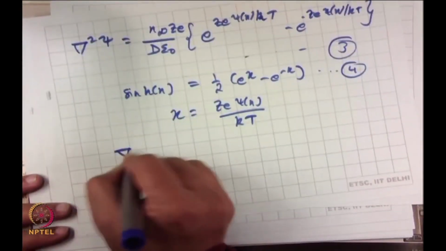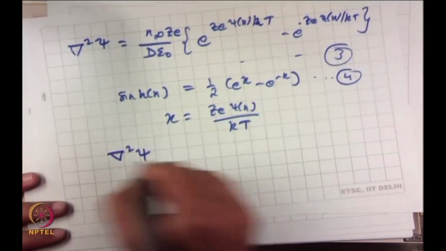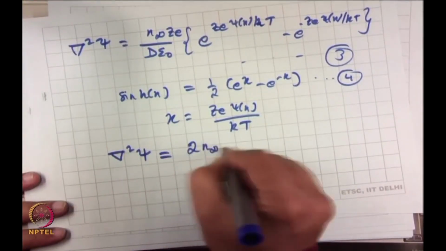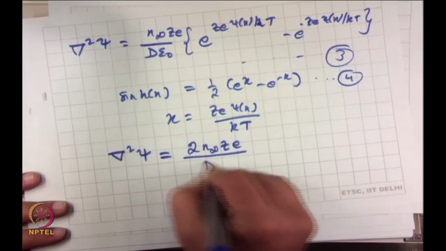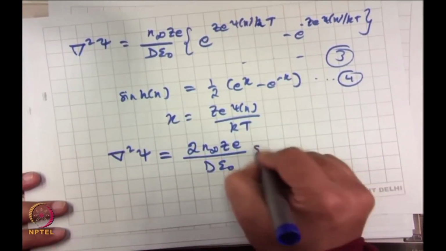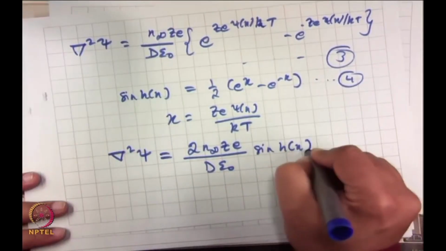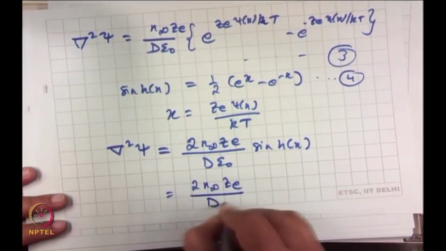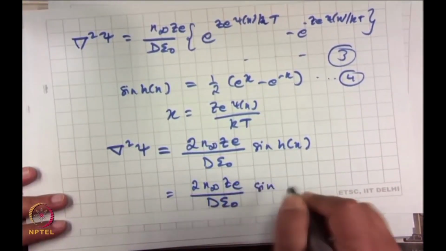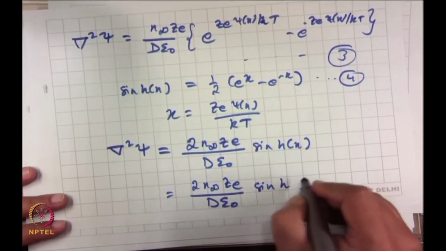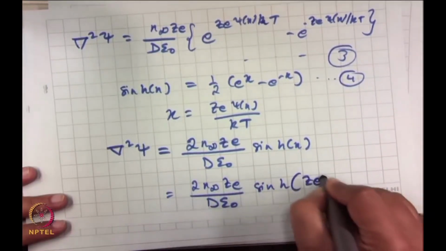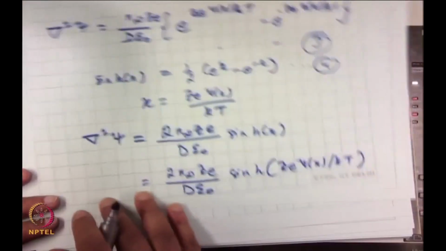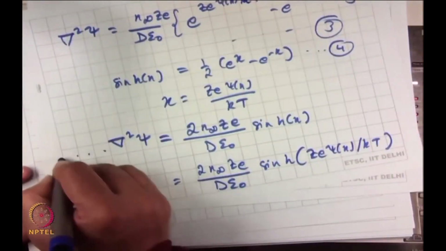Then my Poisson equation or Poisson-Boltzmann equation becomes del square psi is equal to, I should be having a factor of 2 n infinity z times e by d epsilon 0, then I can write sine hyperbolic x, is equal to 2 n infinity z e by d epsilon 0 sine h, let me put in x, z e psi of x over k of T. Okay. And this should be my equation 5.